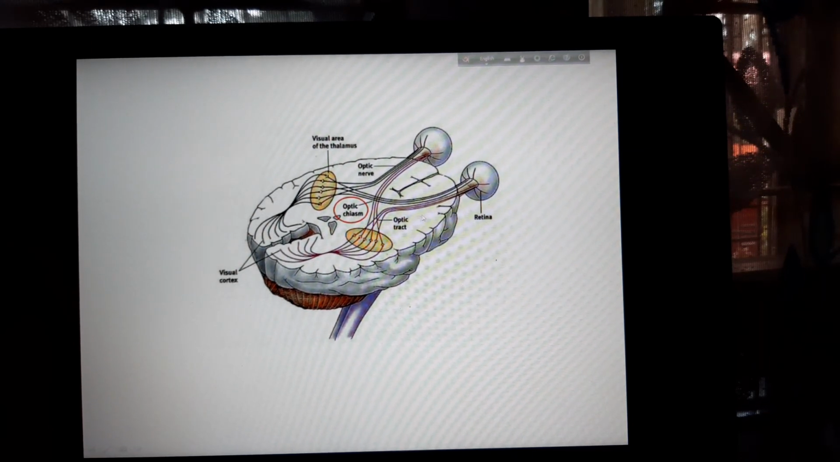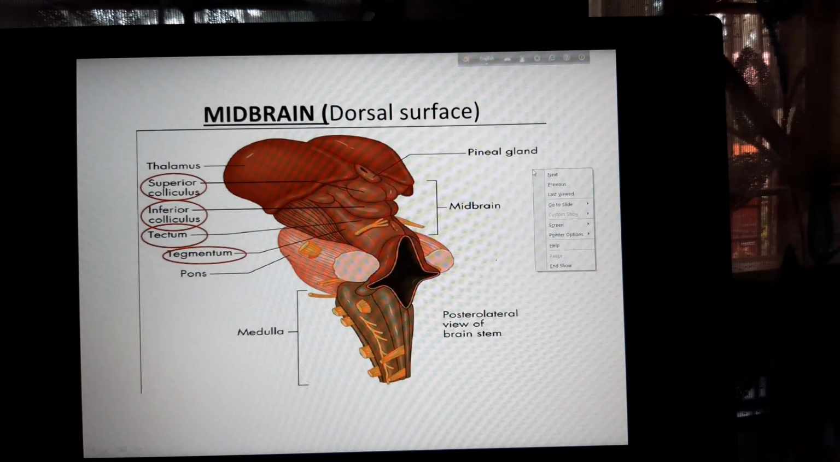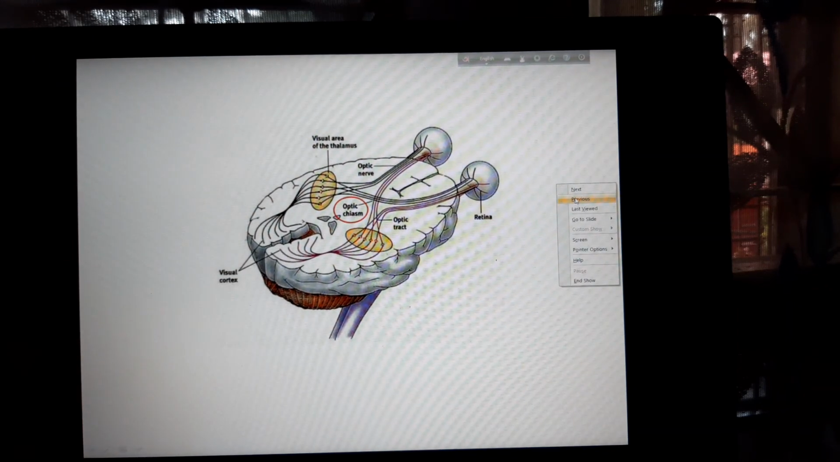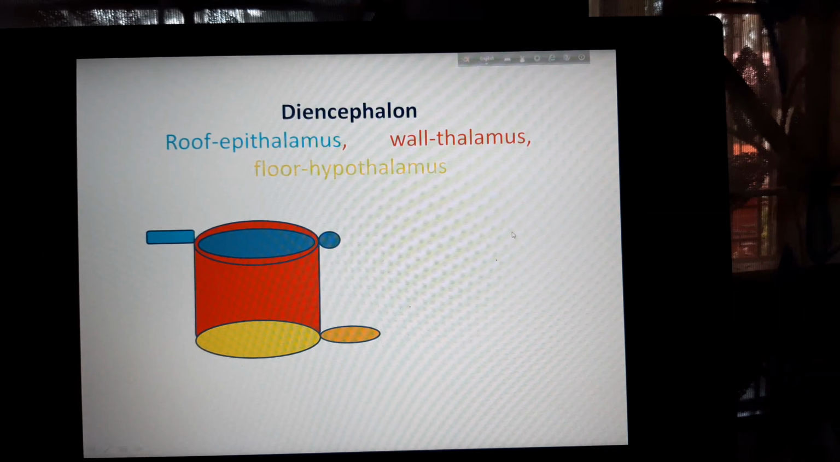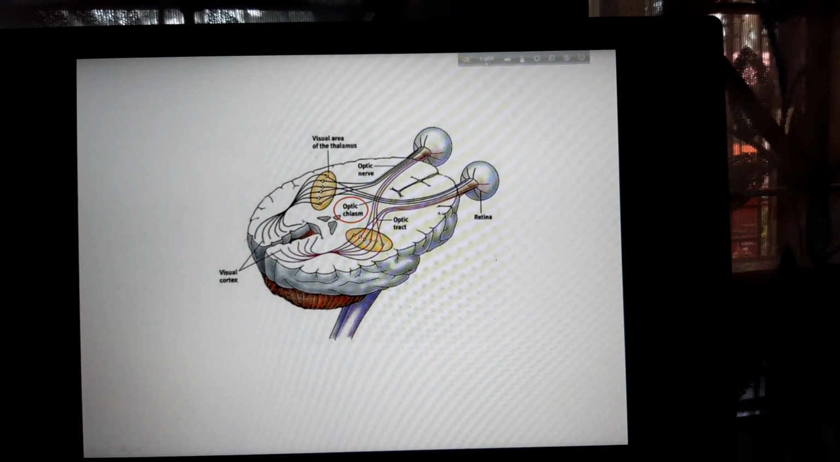This optic chiasma is situated at the hypothalamus. This floor is joined with the optic chiasma. This is the optic chiasma. This is the floor of the diencephalon. This is the hypothalamus. So the optic chiasma is situated in the hypothalamus.